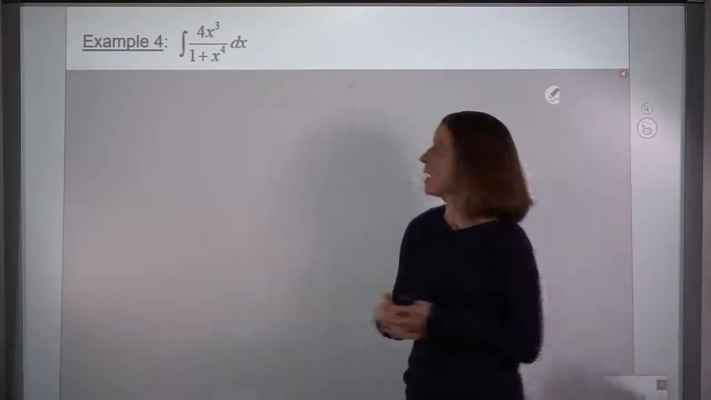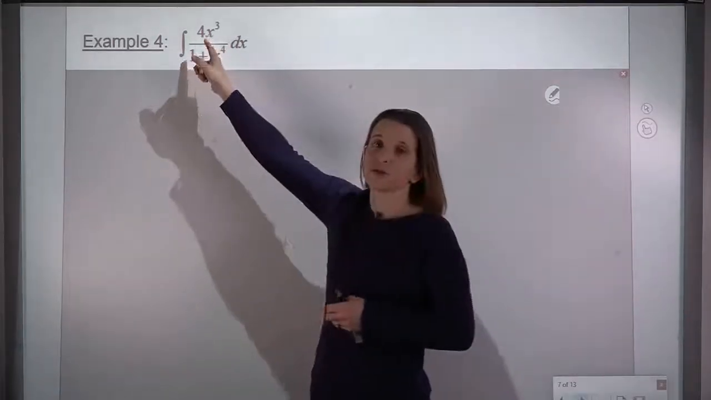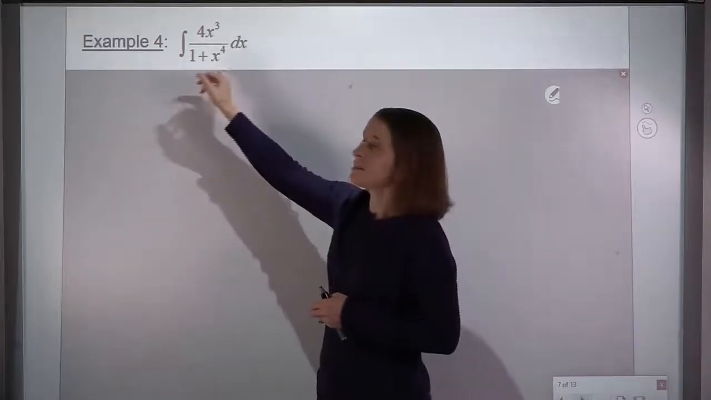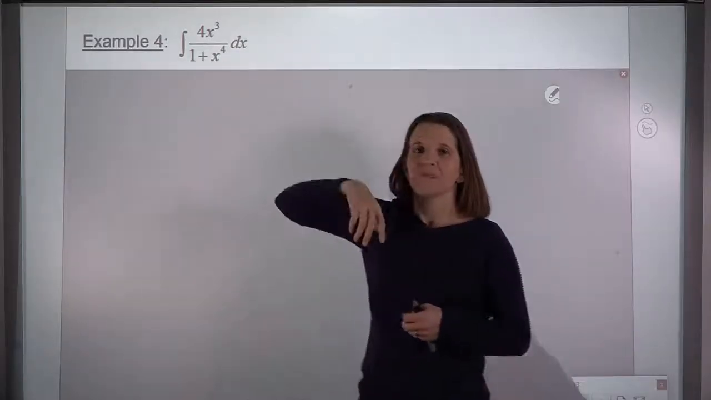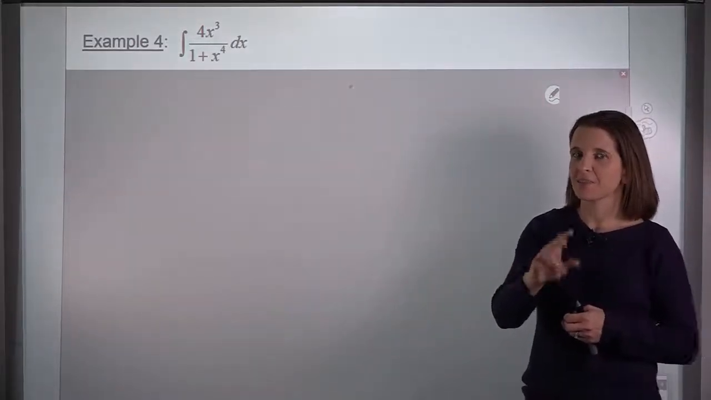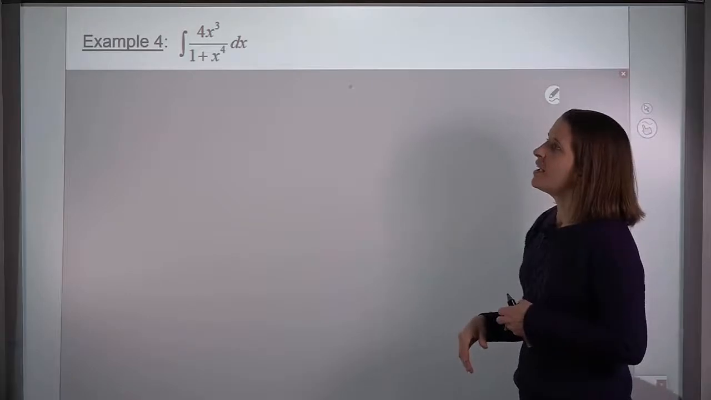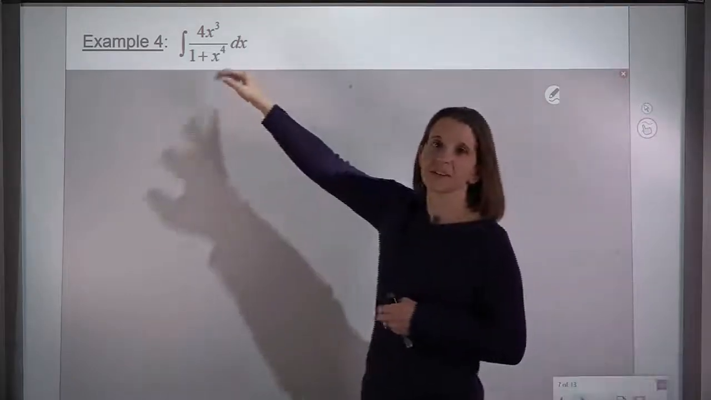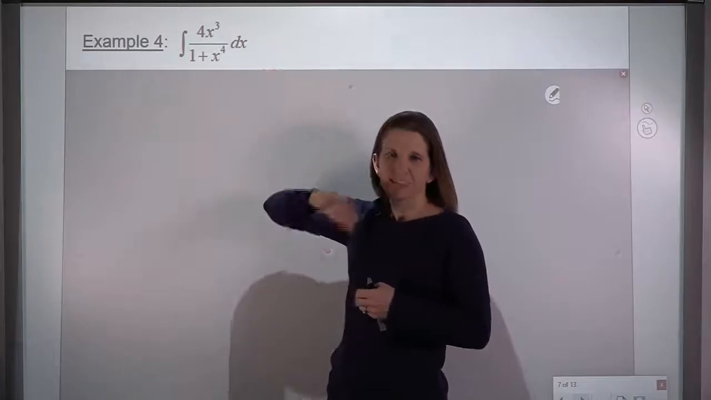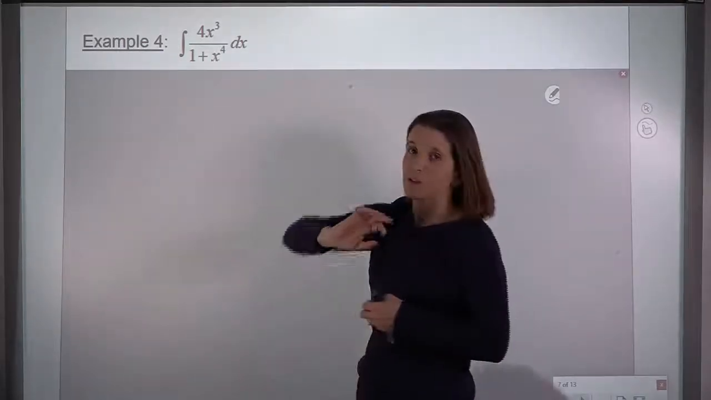If I thought u was the top, then u would be 4x cubed and du would be 12x squared. All the rest of the problem usually ends up having something to do with my du. Not exactly necessarily, but close, we'll see. And 12x squared is nowhere here. I still have nothing I can do with the x to the fourth. It doesn't look like it's working out like other problems. So let's switch it around.